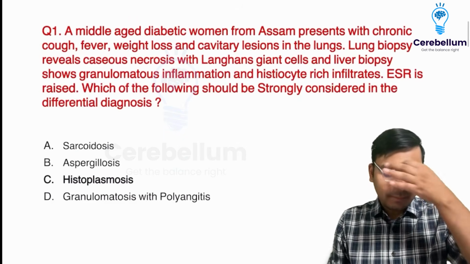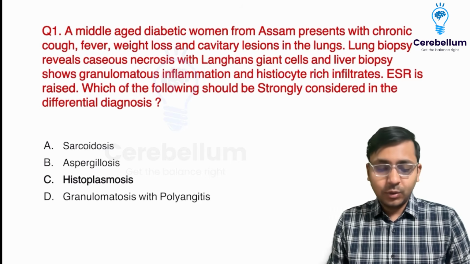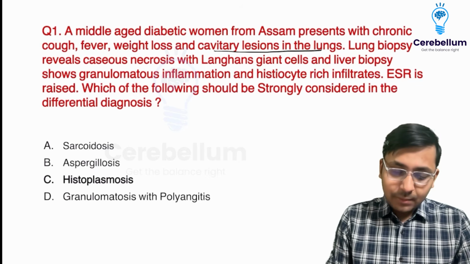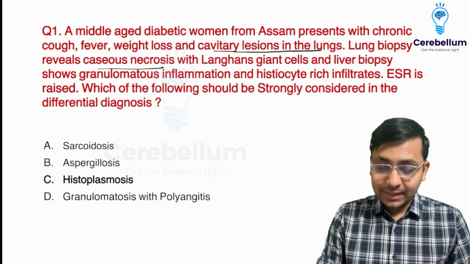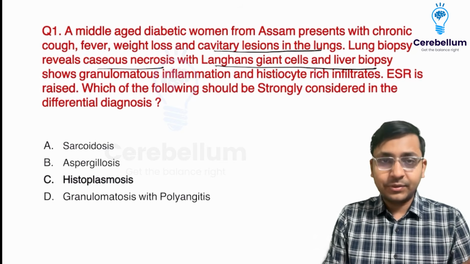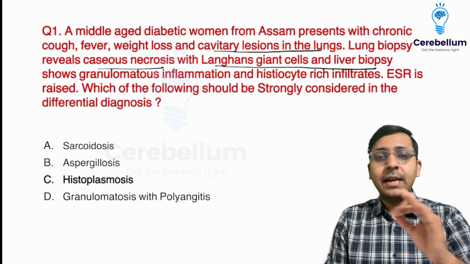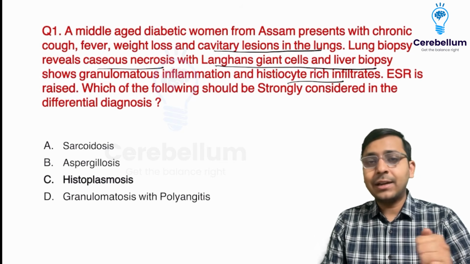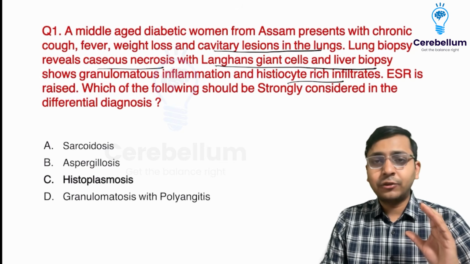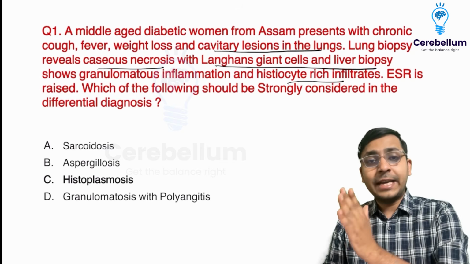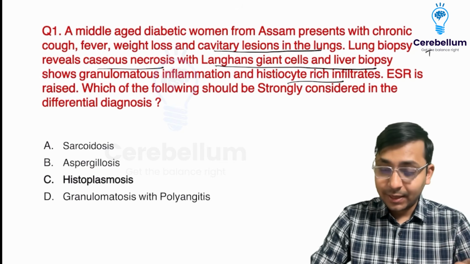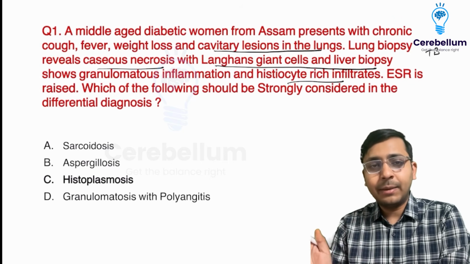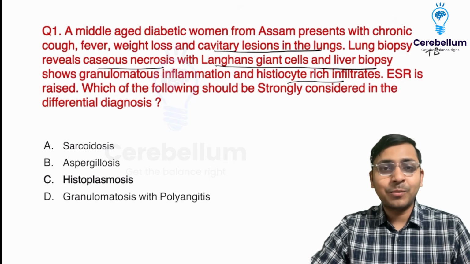Now the first question is a middle-aged diabetic woman from Assam presents with chronic cough, weight loss and cavitary lesions in the lungs. Lung biopsy reveals caseous necrosis with Langerhans giant cell and liver biopsy shows granulomatous inflammation and histiocyte-rich infiltrate. ESR is raised, which should be strongly considered in the DDs. Based on the histology, that lung biopsy shows caseous necrosis, Langerhans giant cell, I'm thinking of TB. Again, liver shows me granulomas. Again, TB can be a possibility, but TB was not there in the options at all.